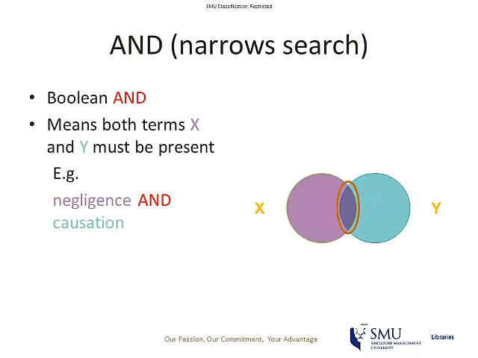The most common connector is AND. It is used when you want both terms to appear in documents retrieved. For example, entering negligence AND causation means that the search engine will only retrieve documents if they contain both terms. This helps narrow your search down as it removes documents that only contain one or the other.